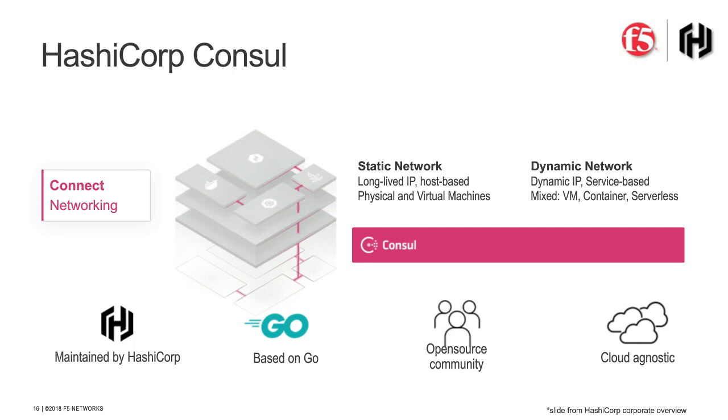Often the network is a lot more dynamic. You might be getting IPs on demand when auto-scaling groups or containers come up. And again, this is a much more mixed environment where you've got VMs, you've got containers, and you've got some serverless workloads that are sort of all in the fleet along with those physical and virtual machines.